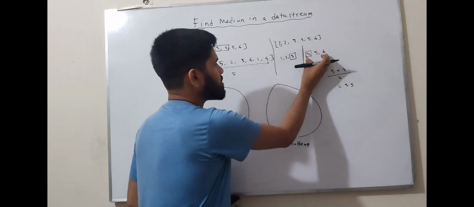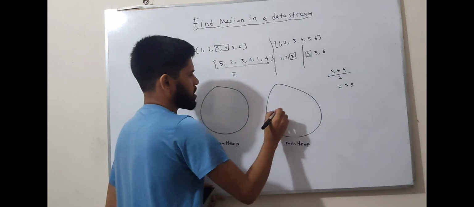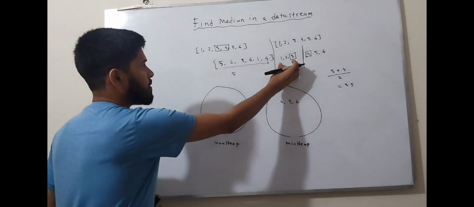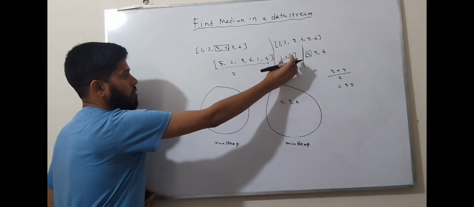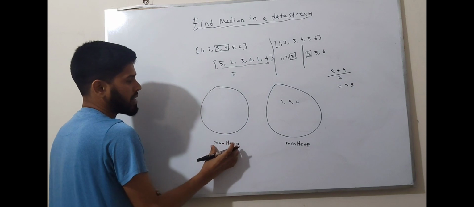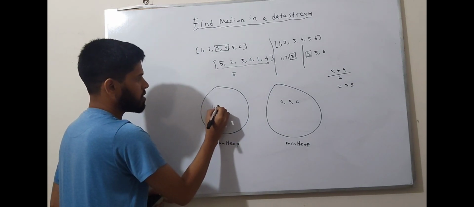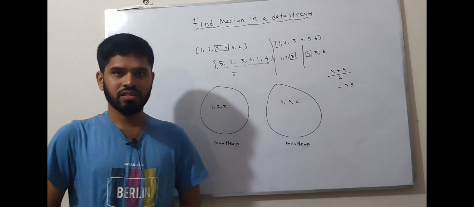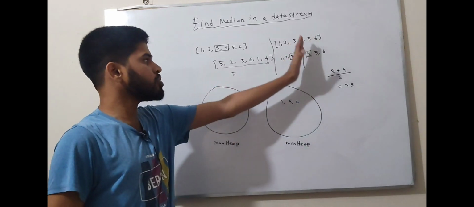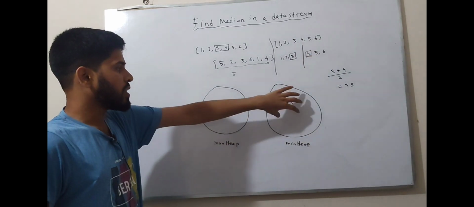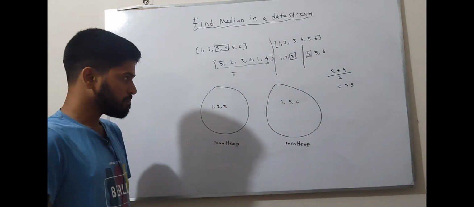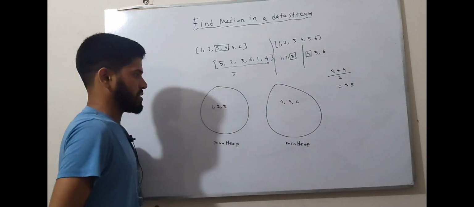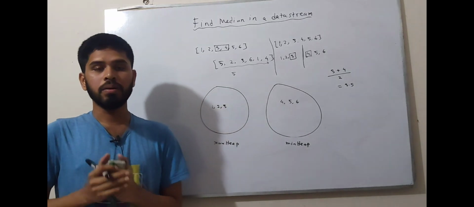From the right part, we store the values in our min heap data structure, so we get 4, 5, 6. From the left part, we store the elements in our max heap data structure, so we get 1, 2, and 3. Did you understand what we're doing here? We are partitioning our array, storing the elements of the right part in the min heap and the elements of the left part in the max heap. Why are we doing this?